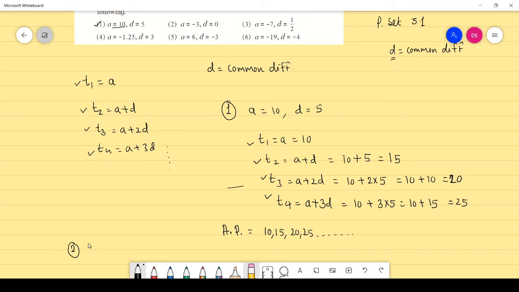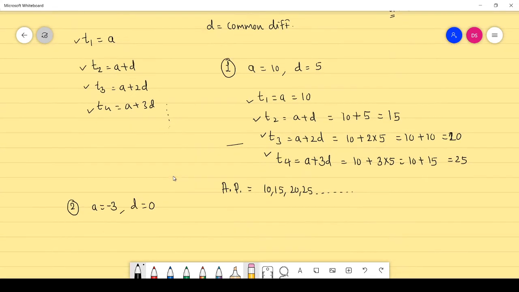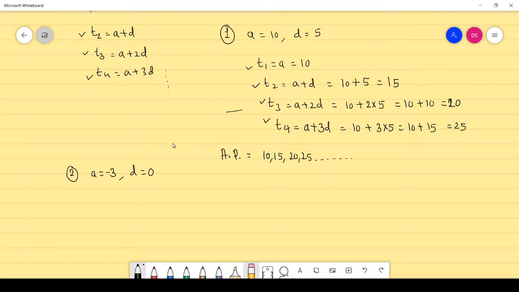What is the second problem? A is equal to minus 3 and D is equal to 0. So this may be a repetitive type of arithmetic progression, that means minus 3, minus 3, minus 3, minus 3, something like that. Let's check whether it is right or wrong. The first term is denoted by the letter A, the second term by A plus D, and the third term by A plus thrice D.